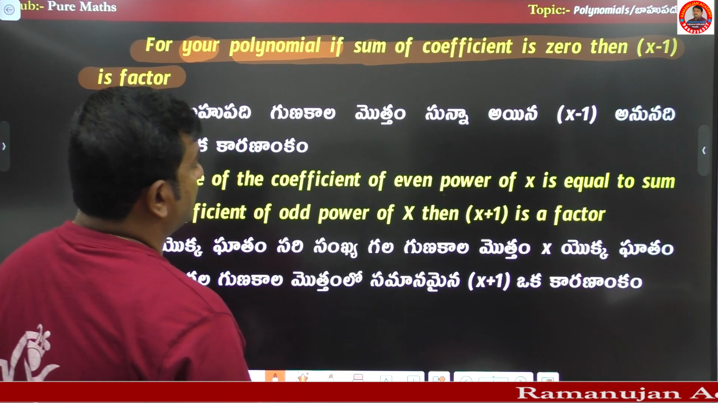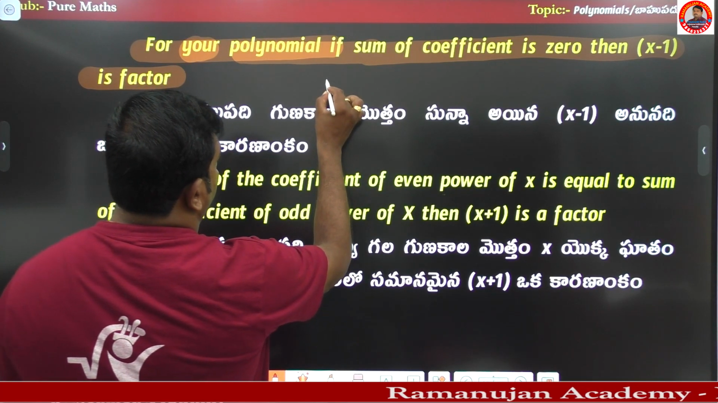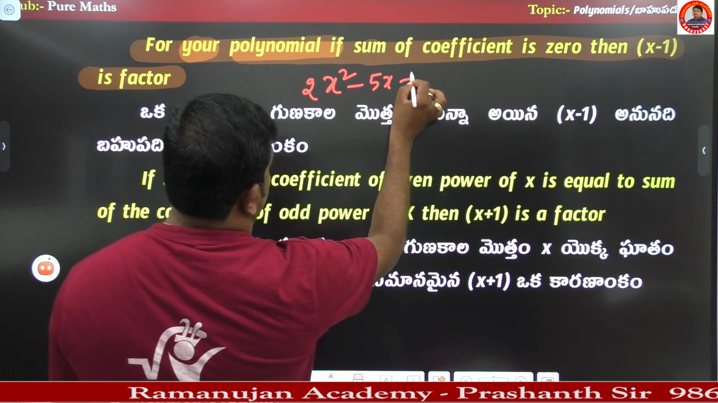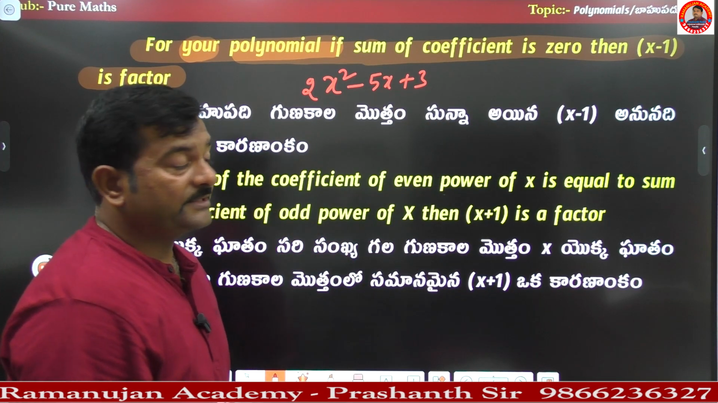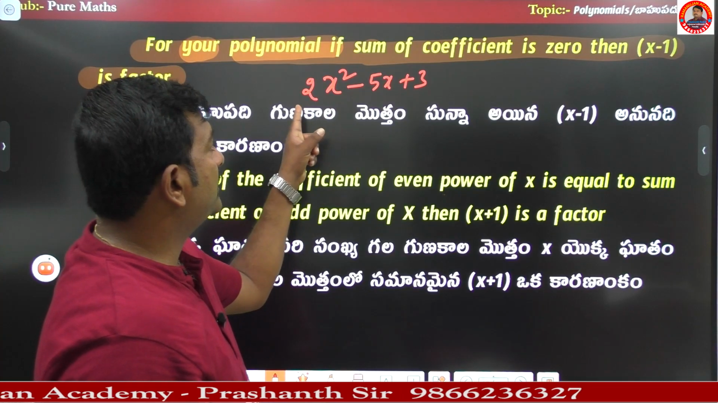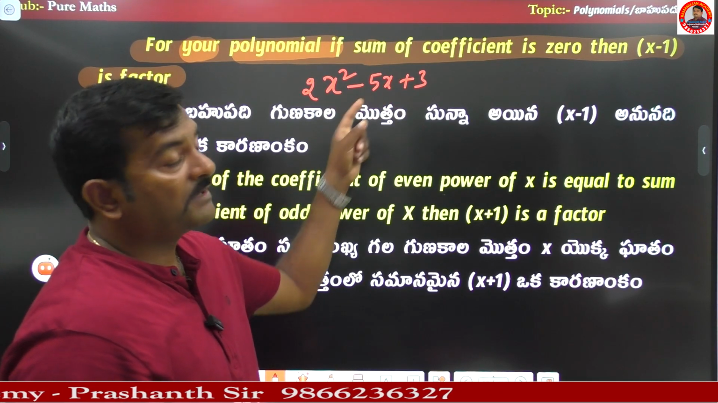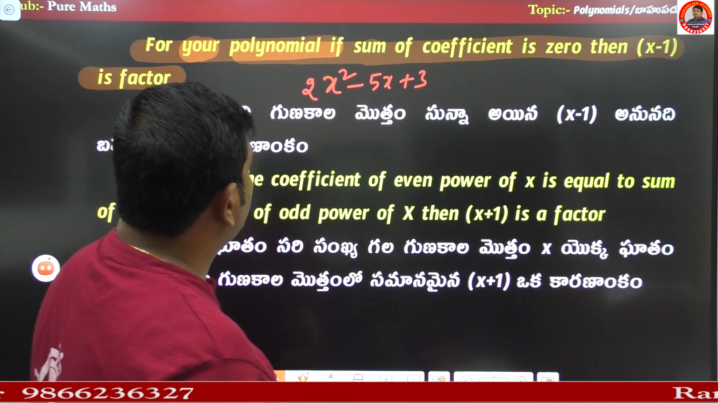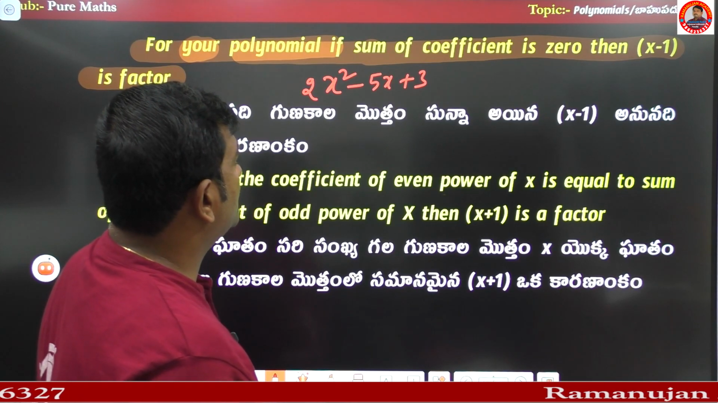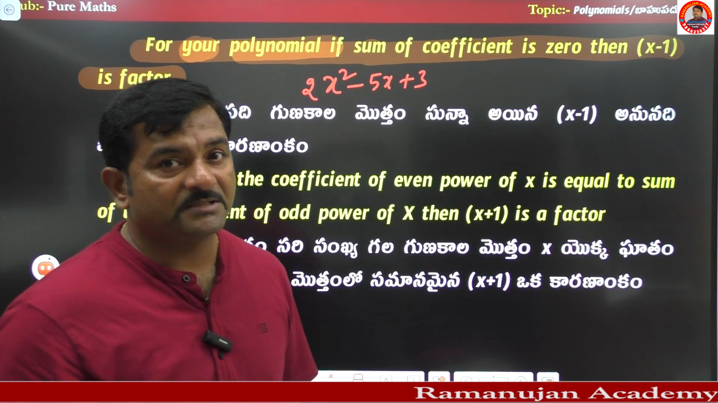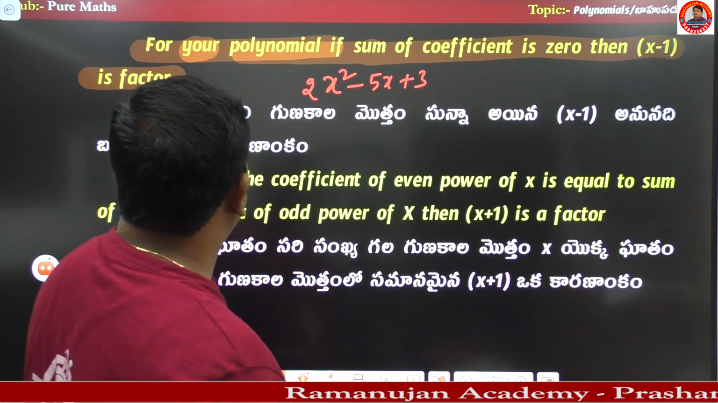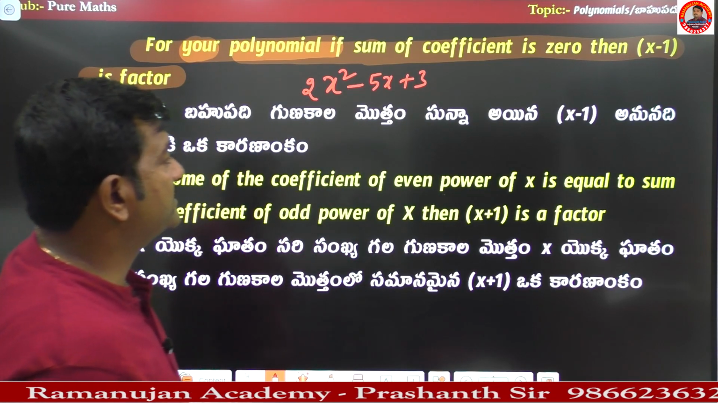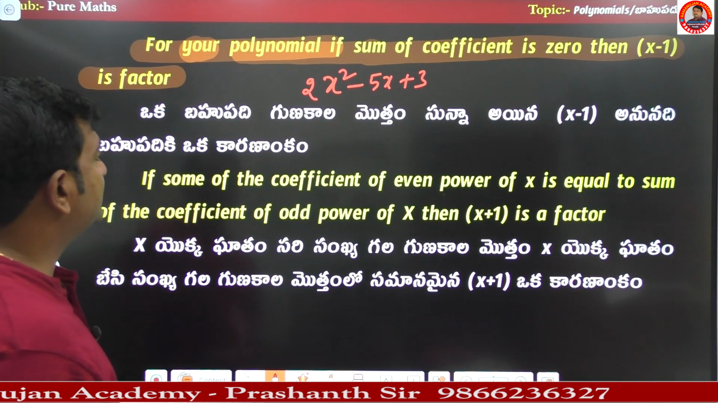So what does it mean? Now we'll try to understand. Sum of the coefficients is 0. Take one example. Let's say I am taking 2x square minus 5x plus 3. Is it a polynomial? Yes. What is the x square coefficient? 2. The x coefficient? Minus 5. The constant? Plus 3. Sum of all the coefficients means 2 minus 5 plus 3, which gives 0. Therefore, since the sum of the coefficients is 0, x minus 1 is a factor.